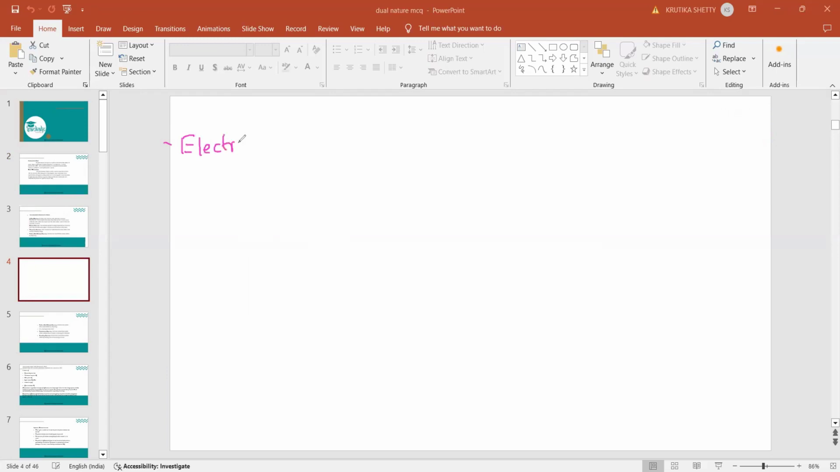The phenomena is called as what? Electron emission, we say. In the electron emission, we have four types of electron emission. That is field emission, photoelectric emission, that is thermionic emission, and the secondary emission.